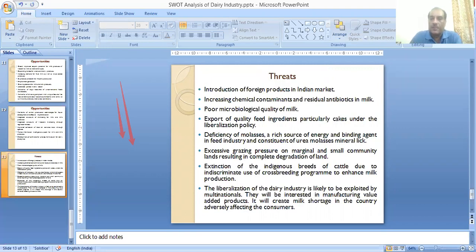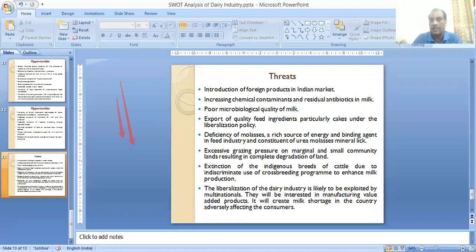Then threats: introduction of foreign products in the Indian market. If we are not going to change ourselves, then markets from different corners of the world are coming up in the country itself. Competition is increasing, which is a threat. We will have to become efficient producers. We will have to produce quality products so that we can exist and stand in the market.